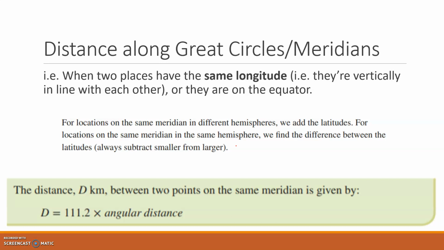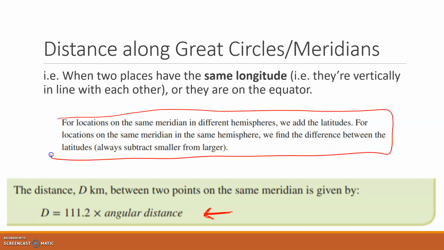Let's just look in this green box here. The distance between 2 points on the same meridian is given by this formula here. Being on the same meridian means you have the same longitude, and that's the second number that you see in the coordinates. Now, let's read out the information I'm drawing the box around. For locations on the same meridian that are in different hemispheres, we add the latitudes together. And for locations on the same meridian that are in the same hemisphere, we find the difference between the latitudes, always subtracting the smaller one from the larger one. We'll take a look at why that is when we do our next example.